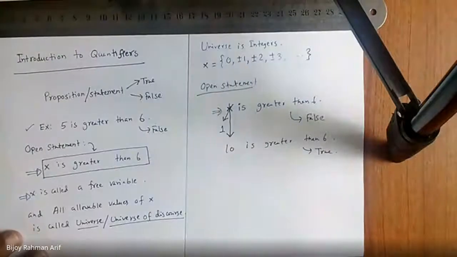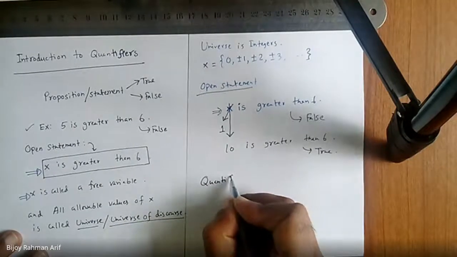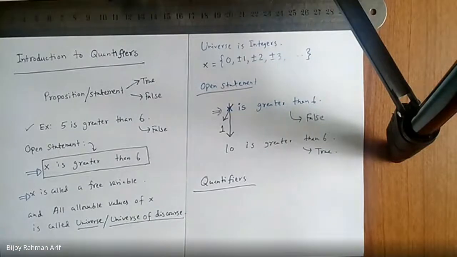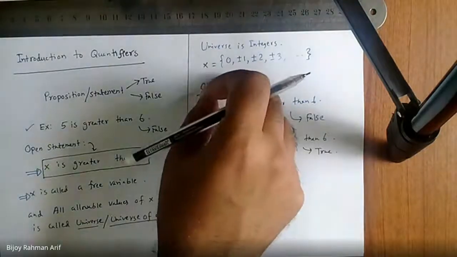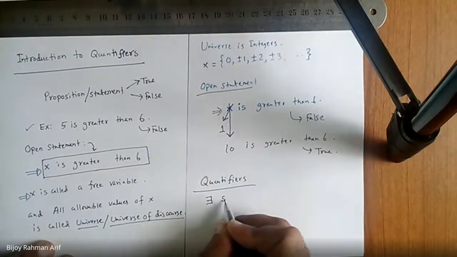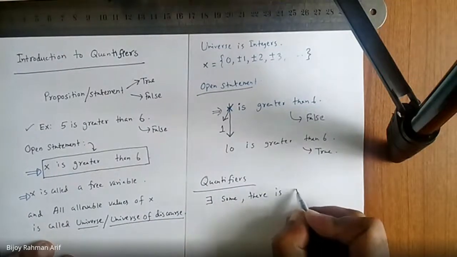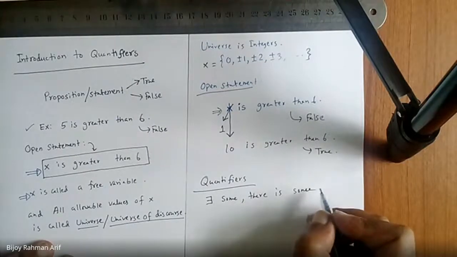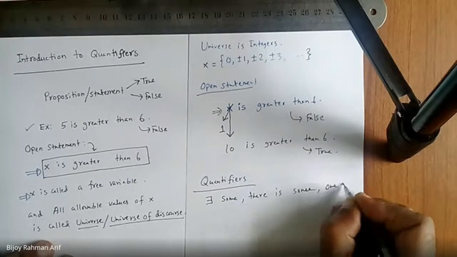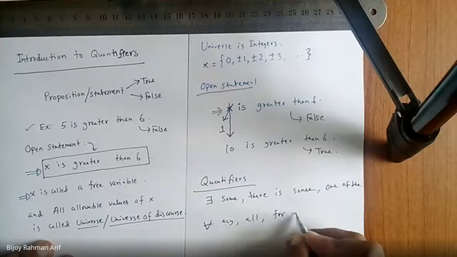So, to handle this kind of situation, we have two quantifiers to denote these kinds of situations. One is called some, meaning one of them. And there is another quantifier: any, all, for all. These two.